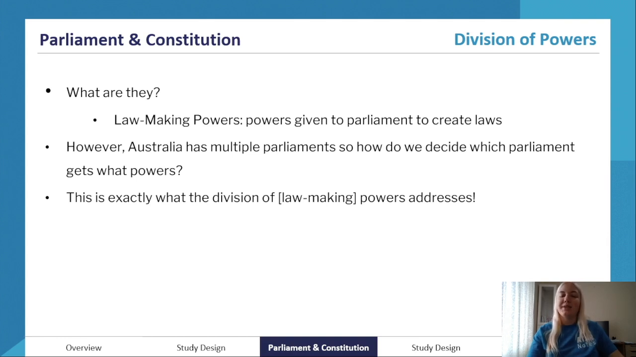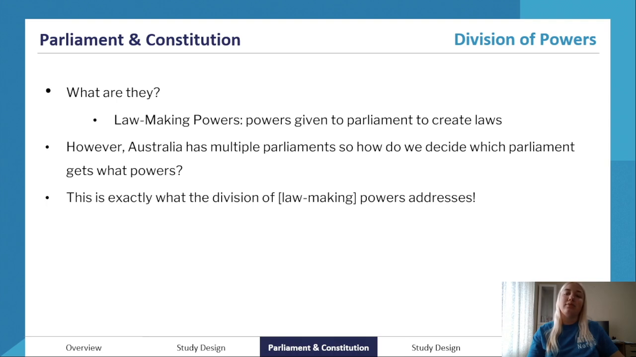Okay, so our next concept is the division of powers, and I feel like this concept helps to explain all of the roles of the lower and upper house and the crown as well. Now, first of all, being able to define it. So, lawmaking powers are the powers given to parliament to create certain types of laws.